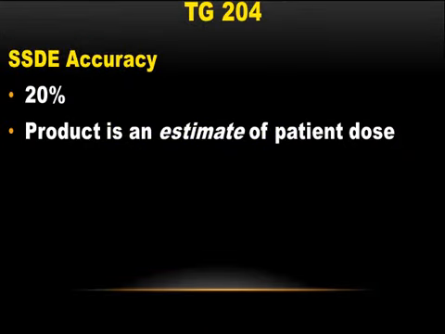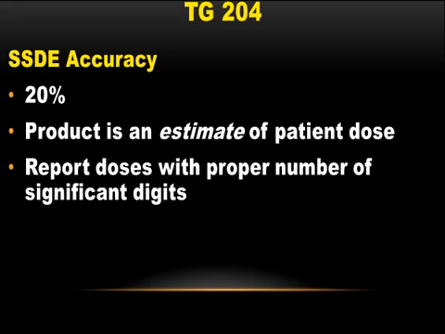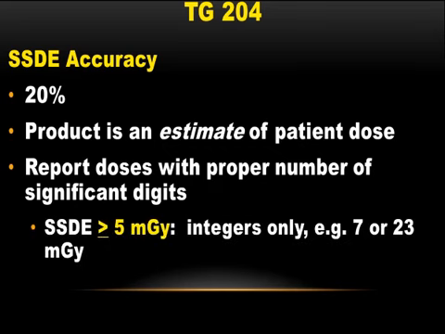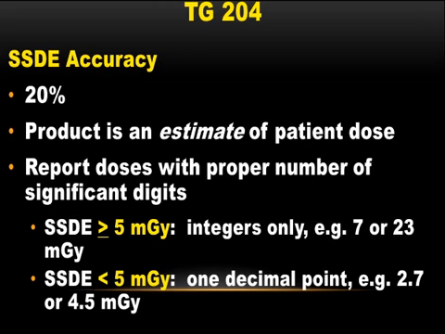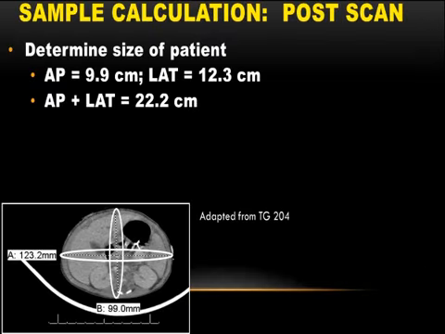We believe the accuracy of SSDE is about 20%. Again, I can't stress enough that this is nothing more than an estimate. And because it's an estimate, if you're going to use it, let's be logical about it and use a reasonable number of significant figures. We're suggesting that if the SSDE is greater than 5 milligray, you use only integers to report out the dose. And if it's less than 5 milligray, 1 decimal point is probably appropriate. So how does the sample calculation go?